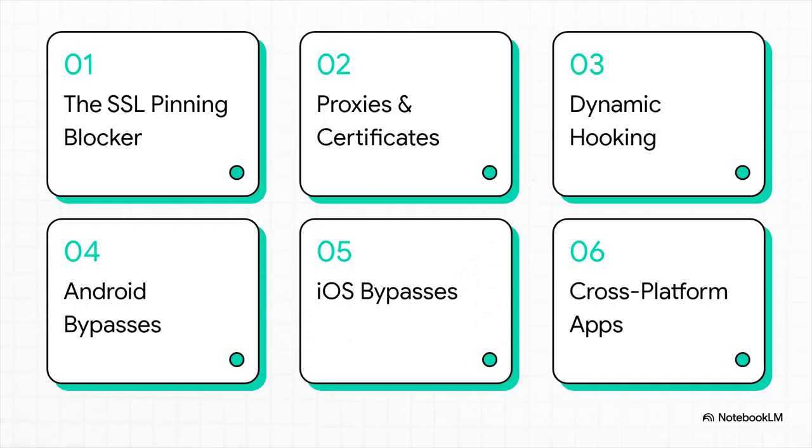Okay, let's dive into this. We've got a really great roadmap ahead for this explainer. We'll start with the SSL pinning blocker itself, then layer the foundation with proxies and certificates. From there, we'll jump into dynamic hooking with Frida and Objection. Then, we'll break down specific Android bypass techniques, followed by iOS bypass techniques. And finally, we'll wrap up by bypassing those really stubborn cross-platform apps. We are going to cover every major OS and framework here.